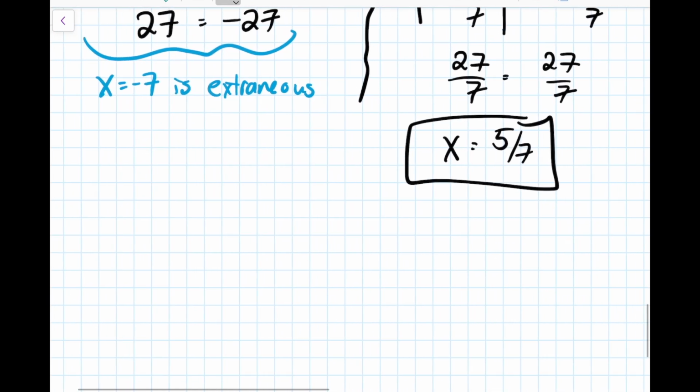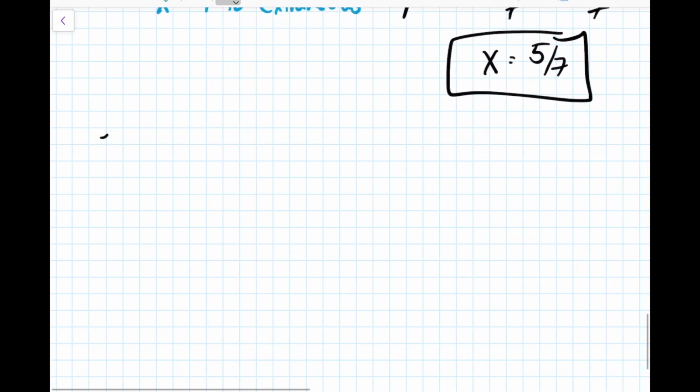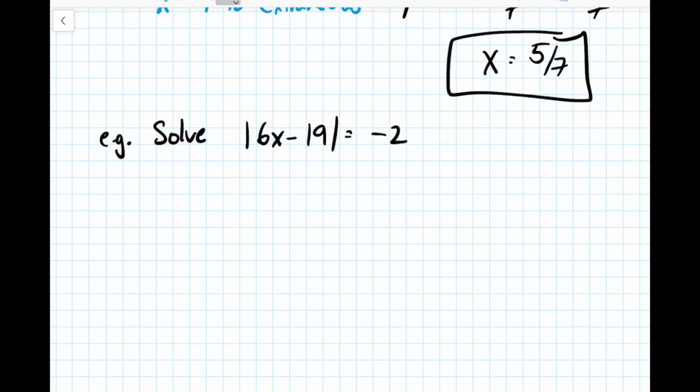All right, so we're going to do a couple more quick ones to wrap up, and then we're going to talk about something slightly different. So let's solve the absolute value of 6x minus 19 equals -2. Here's the thing: if you look closely at this one, you actually don't have to do any work to answer this question, because there's something about this that, if you think about it, should stand out. And it is this thing over here.